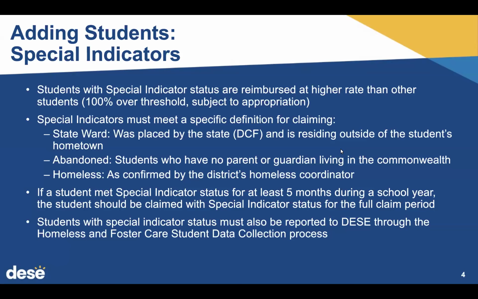As you can see here, if the student has met a special indicator status as defined above for at least 5 months during a school year, the student should be claimed with a special indicator status for the full claim period. It's also very important that students with special indicators are reported to DESE through the homeless and foster care student data collection process.